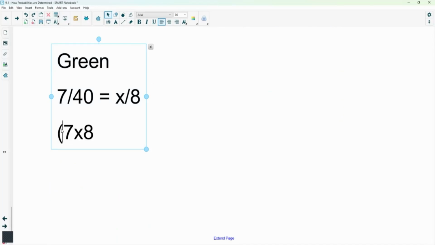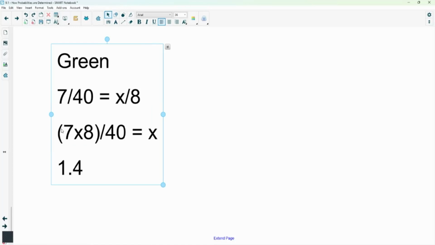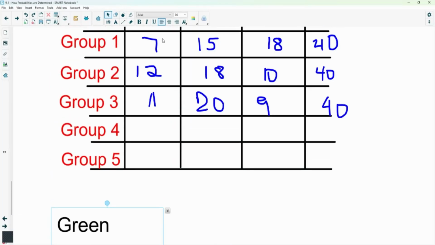Actually, put in a parentheses because I don't want to do divided by 40, and that's going to be equal to x. And then you're going to get what? We're going to get 56. Do it right here. 56 divided by 40, that's going to be 1.4. So I don't know, we can say there is around 1 green in the bag according to these people, right?